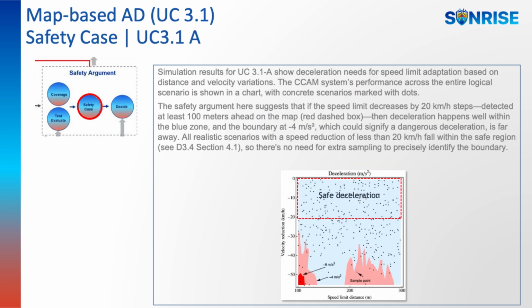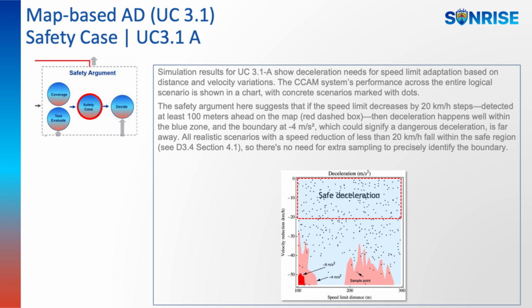Simulation results for UC3.1-A show deceleration needs for speed limit adaptation based on distance and velocity variations. The CCAM system's performance across the entire logical scenario is shown in a chart, with concrete scenarios marked with dots. The safety argument here suggests that if the speed limit decreases by 20 km per hour steps, detected at least 100 meters ahead on the map, red dashed box, then deceleration happens well within the blue zone, and the boundary at -4 meters per square second, which could signify a dangerous deceleration, is far away.